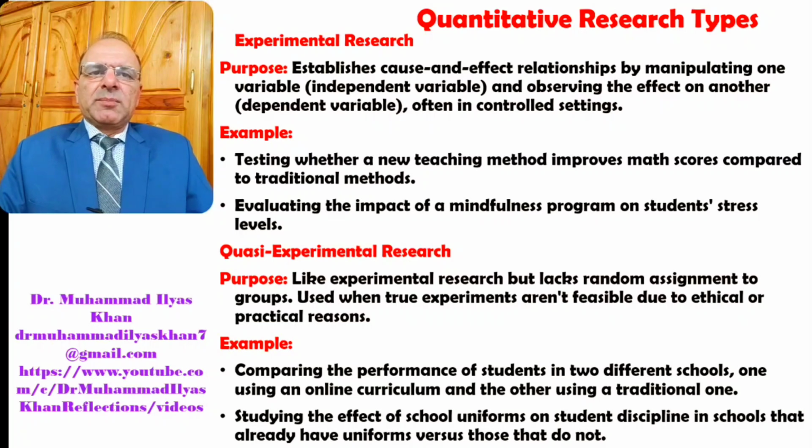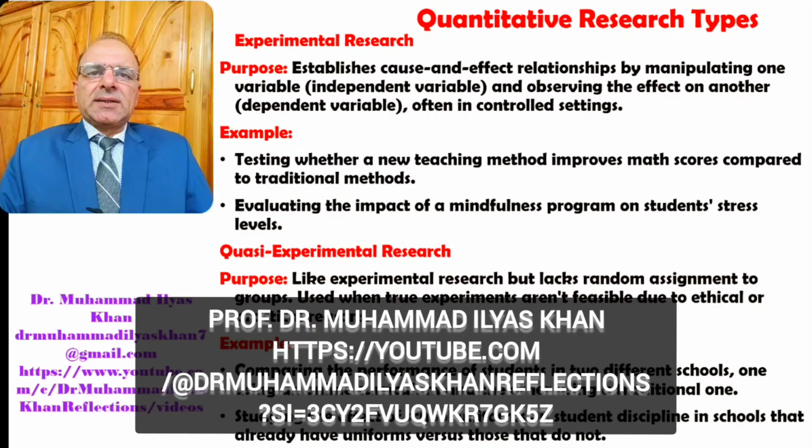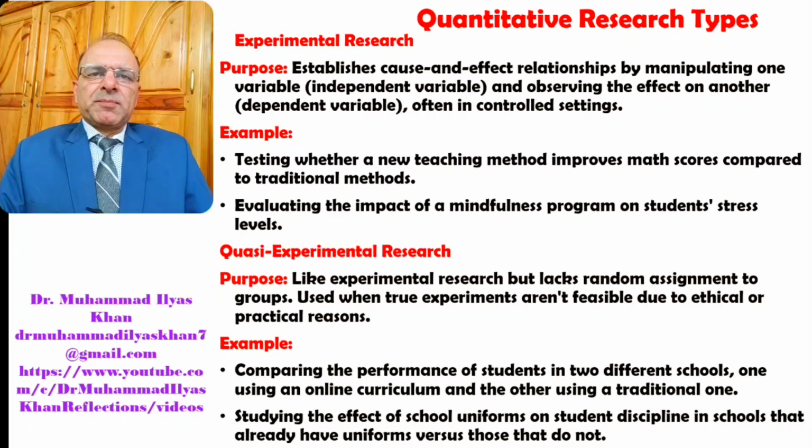So here there will be a controlled environment where we have two sets of students, one taught through the new teaching method while the other is taught through traditional methods, and we will see the impact of this manipulation, the new method, on students' achievement or learning. Similarly, if you are interested in finding out the impact of mindfulness programs on students' stress levels, so in what ways a mindfulness program, which is the independent variable, has an impact on the stress level among students. Again, this is something we will do in a controlled environment with randomization and random assignment. That's why we call this experimental research.